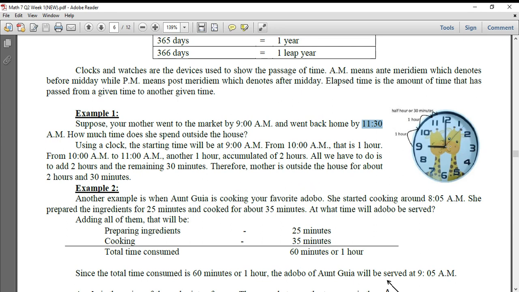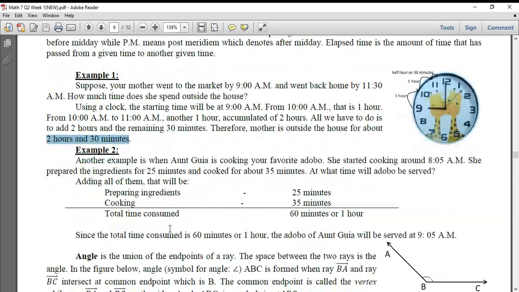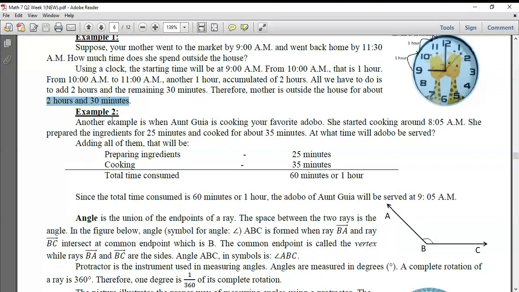So, pag inisa-isa natin, so using this illustration, from 9 to 10 ay naka 1 hour siya, then from 10 to 11 AM, another 1 hour. So, pag pinagsama natin, it's 2 hours from 9 to 11. Pero meron pa tayong 30 minutes. Kaya meron tayong a total of 2 hours and 30 minutes. So, therefore, ang masasabi natin, mother is outside the house for about 2 hours and 30 minutes. Okay? So, this time, let's have example number 2.